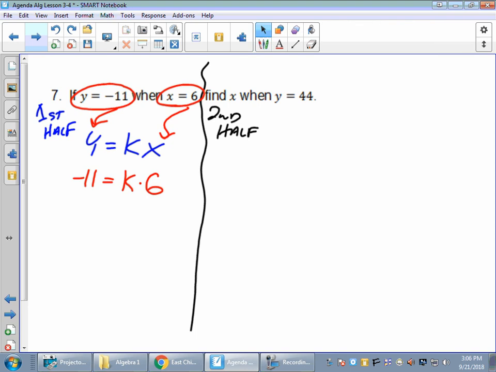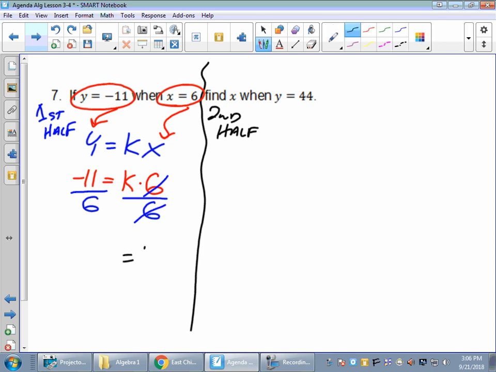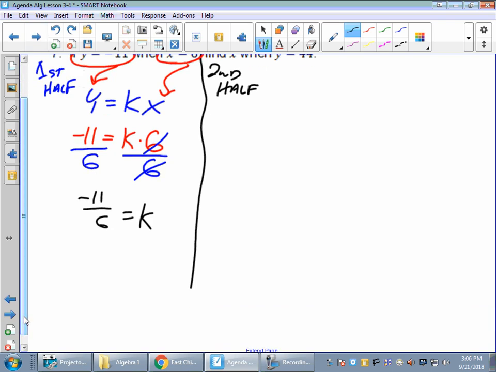I've got a negative 11 equals k times 6. Well, I want to solve for that k so I can write a new equation. So how would I solve for k? I'm going to divide by 6 here. I'm going to divide by 6 here. Now this one's not going to turn out as friendly. We know these 6 will cancel out. So the right side's good. We're going to have k. But the left side, we've got a negative 11 over 6. And we're just going to keep it as negative 11 over 6. And that's fine. So our new equation then in y equals kx form would be y equals negative 11 over 6 times x. First half is done.